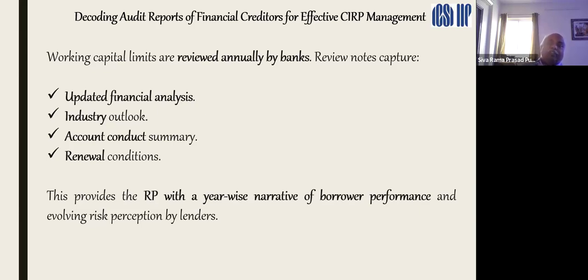So here, a lot of information is available. Collecting information from different sources is a difficult task, but 50% of the information is available with the bankers. That information comes through appraisal forms, renewal forms, stock statements, unit inspection registers, primary security, secondary security, due diligence audit, or agency for specialized monitoring, etc. Okay, now coming to providing the RP with a year-wise narrative of the borrower's performance and evolving risk perception by the lenders also.